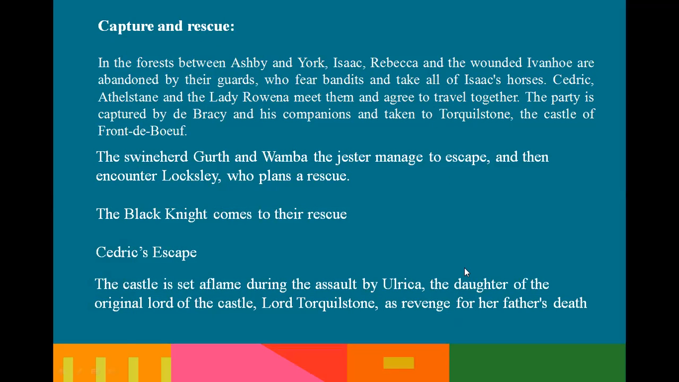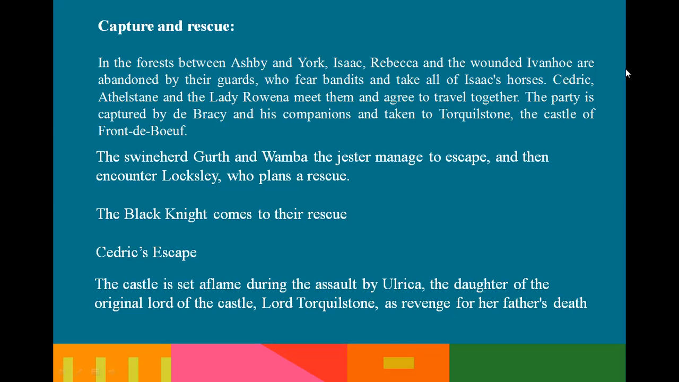Capture and rescue. In the forest between Ashby and York, Isaac, Rebecca, and the wounded Ivanhoe are abandoned by their guards, who fear bandits and take all of Isaac's horses. So when Rebecca, Isaac, and the wounded Ivanhoe were traveling from Ashby to York, they were abandoned by their guards because they are afraid of bandits, and at the same time they take all the horses of Isaac. So they are left alone.